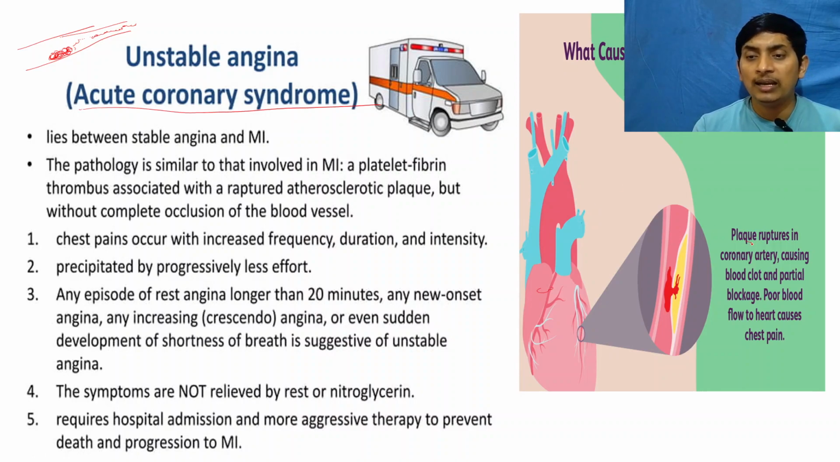You can see here the plaque ruptured, meaning the breakdown of a plaque. Always remember the deposited fats and lipids inside the coronary artery cause a blood clot and partial blockage of blood flow to the heart, resulting in chest pain. So this is about unstable angina.